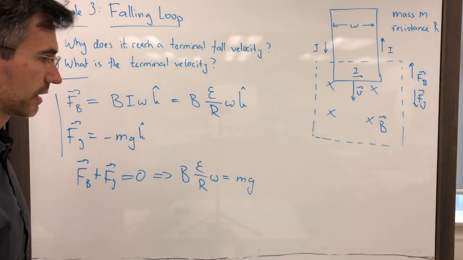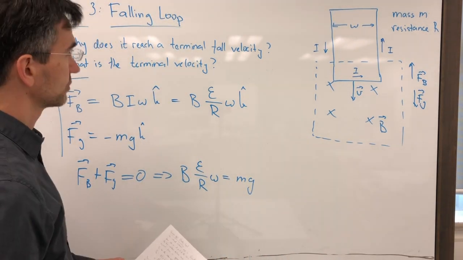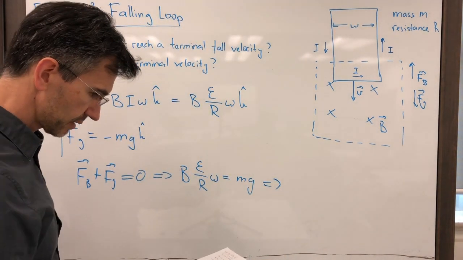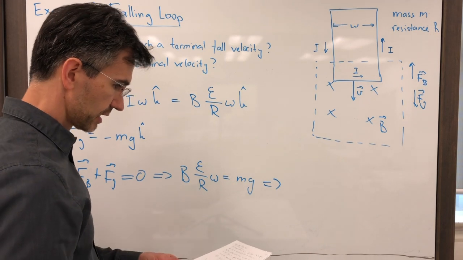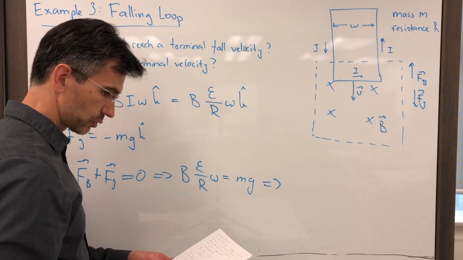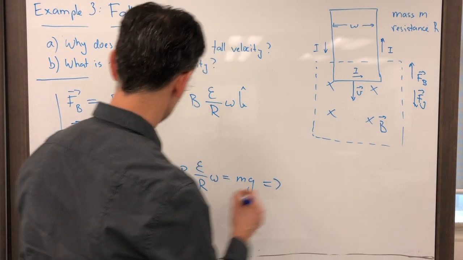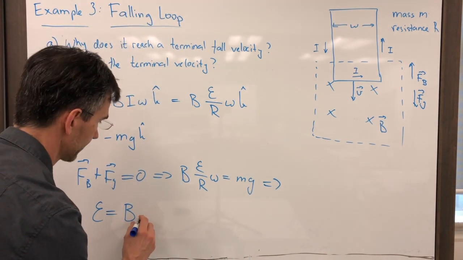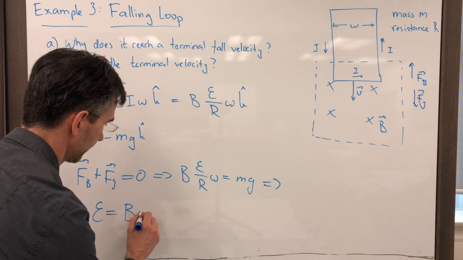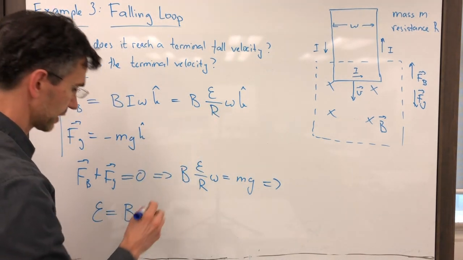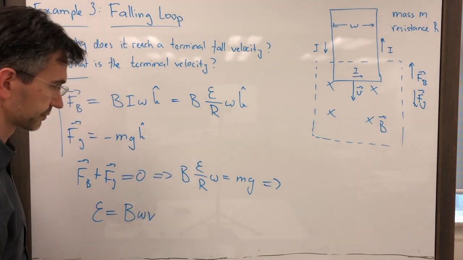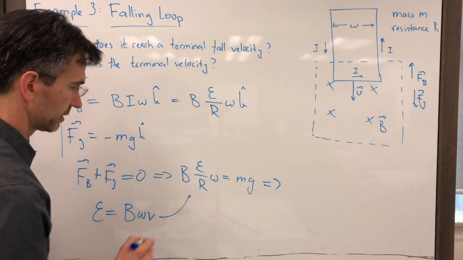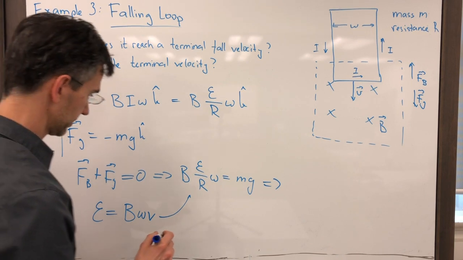Now, what is our induced EMF? Let me just verify here with my notes. The induced EMF is going to be B, the width of this section of conductor, times the velocity. All right, so now let's put this expression for the induced EMF into here.